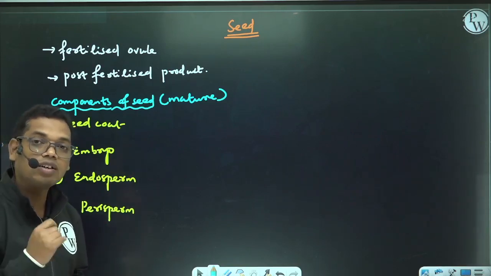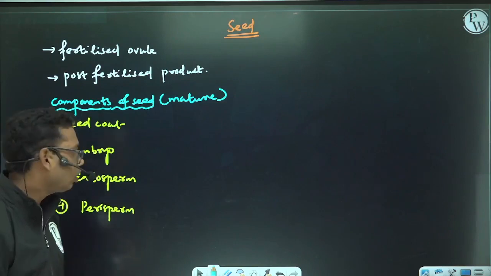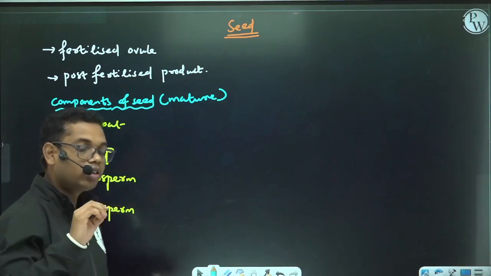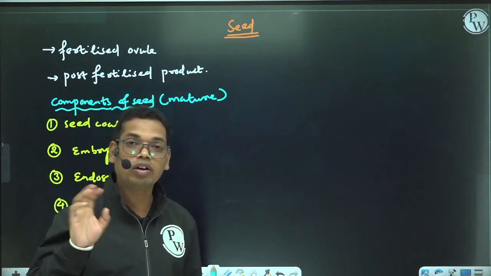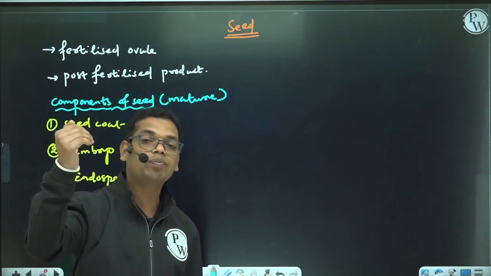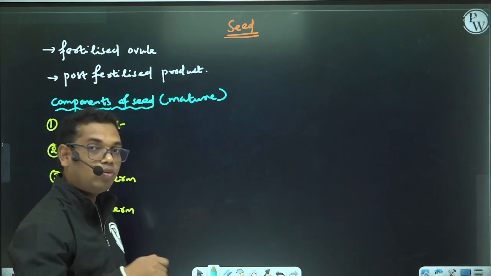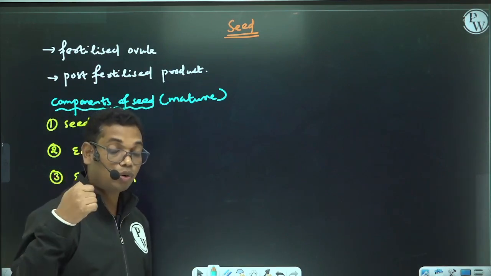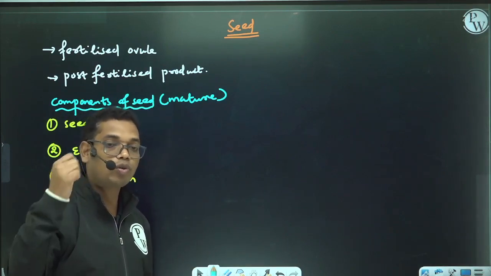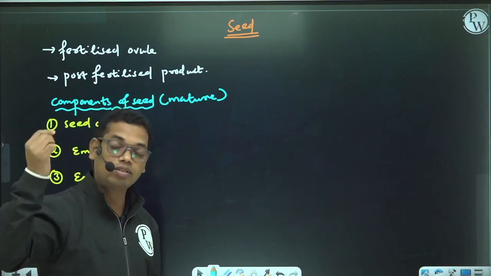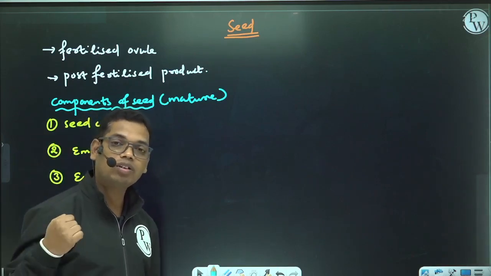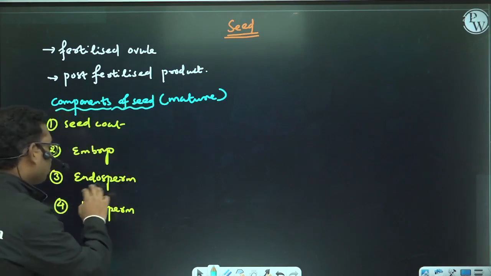What do you call that? You call that scutellum. Apart from the cotyledon, we will have the epicotyl, hypocotyl, plumule, and radicle. The plumule will grow to form the shoot or the stem, whereas the radicle will grow and form the root or the primary root. What about the endosperm?